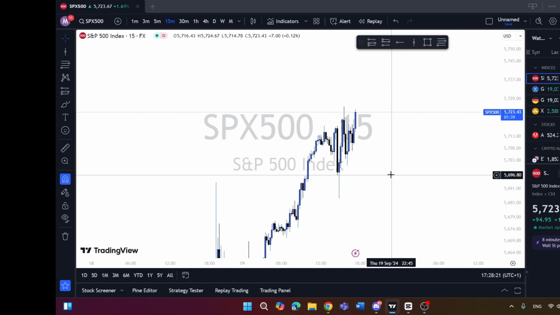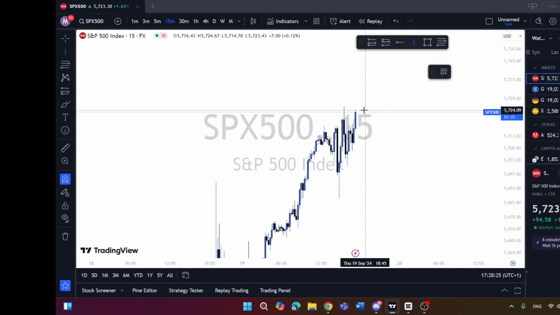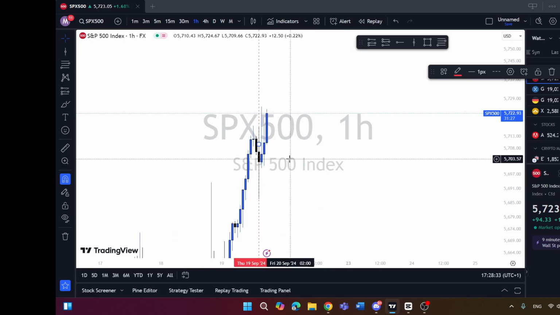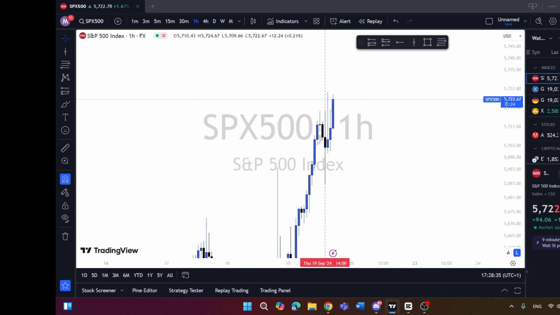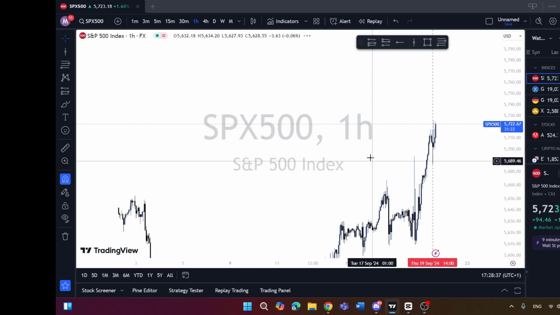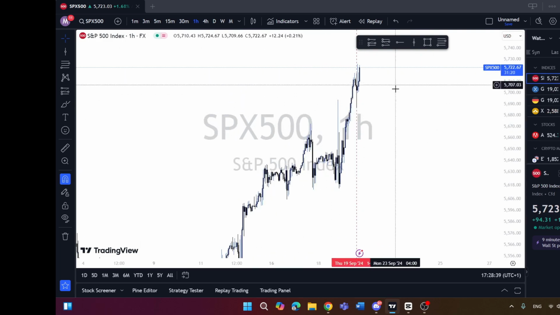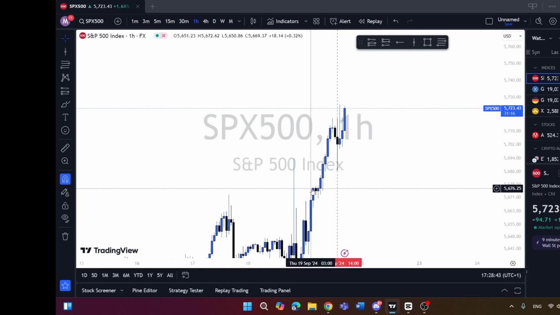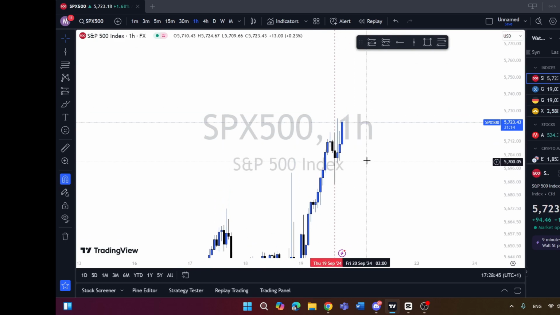So I always mark out the opening time of the market, which is 2:30. I then check the daily bias with my 1 hour time frame, and I can see that we are bullish. So there is a bullish chart here, and there is a break of structure right here, indicating that I'm only looking for buys.